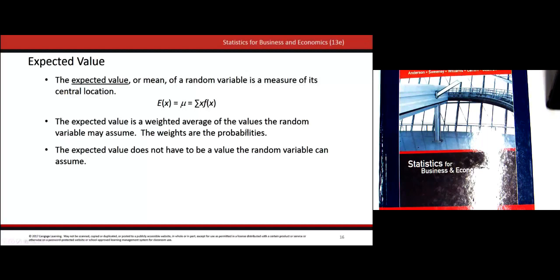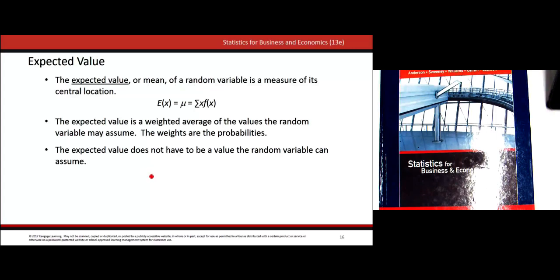Now we will discuss the expected value and the variance of a discrete random variable. Expected value is simply the mean of a random variable, which is the average expected outcome. An expected value of a discrete random variable does not have to be a value the random variable can assume.